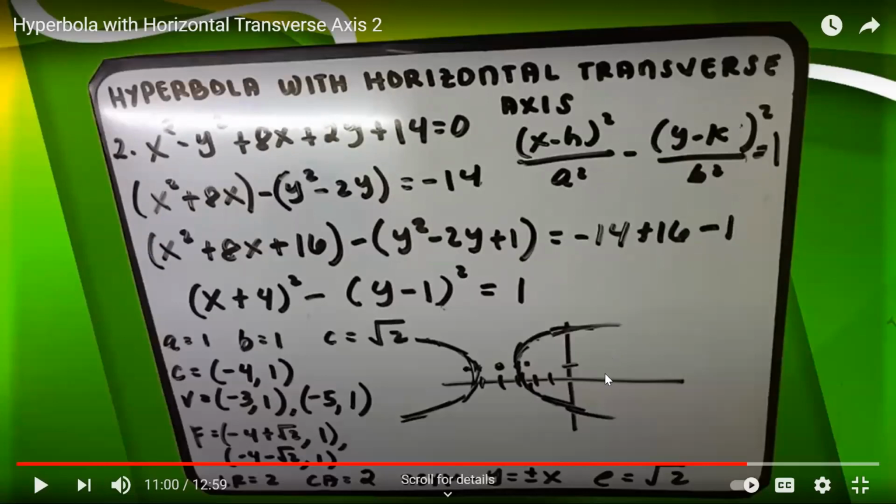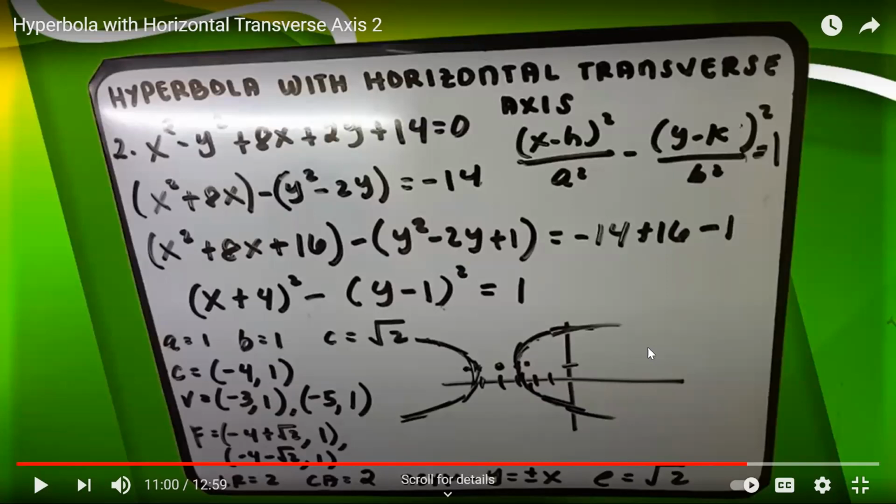Kung medyo hirap kasi nasa radical form siya, halimbawa dito sa foci natin, you can translate the expression to decimal form para mas madali yung ma-identify kung nasaan ba yung part na yun. So ngayon, hindi naman siya sakto. Mag-estimate lang kayo kung saang part.